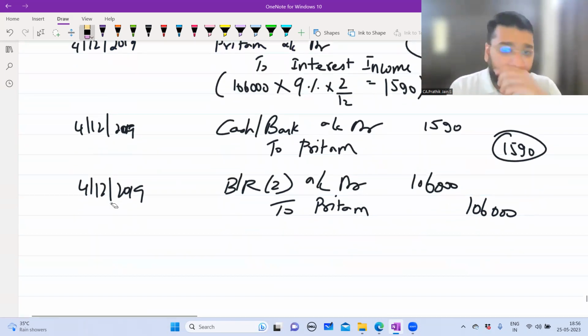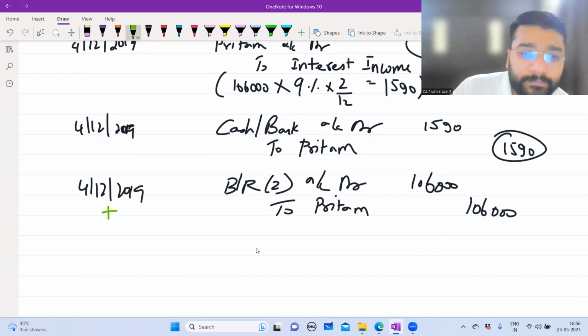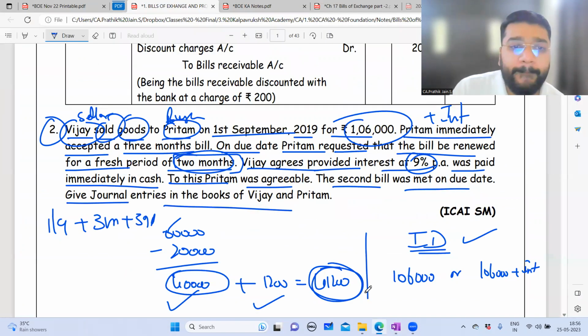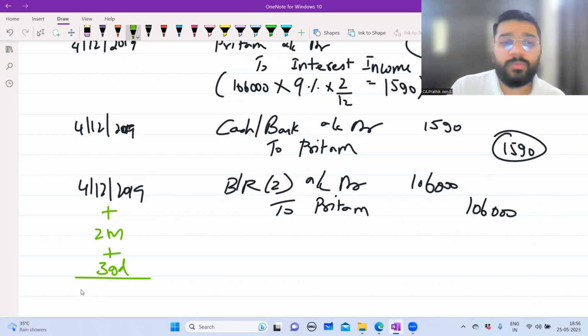Now, guys, 4/12/2019, bills receivable to Preetham is done. On the due date, the bill has been met. The bill is honored. So, can you please tell me what is the revised due date? What is the extended period? 7th of Feb 2020. So, 2 months plus 3 grace days, so it will be 7th Feb 2020.